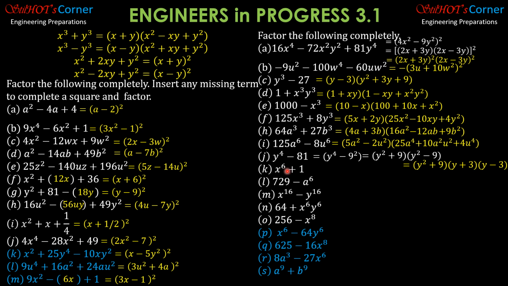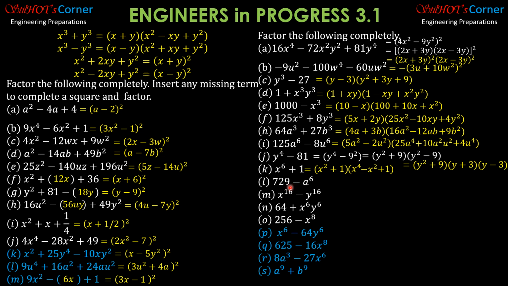This is a sum of two cubes, (x²)³ plus 1³. So the first factor will be (x² + 1), and the other factor, which is a trinomial, is the square of x², which is x to the fourth, then minus their product, minus x², and plus the square of 1, which is plus 1. So that's the complete factored form.